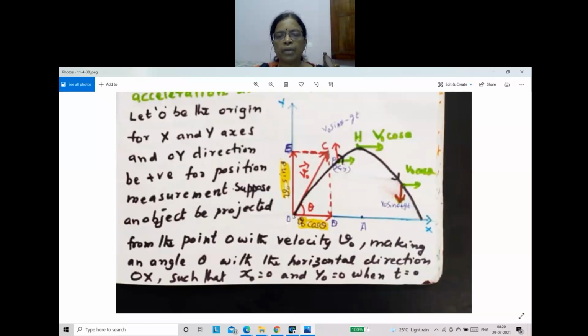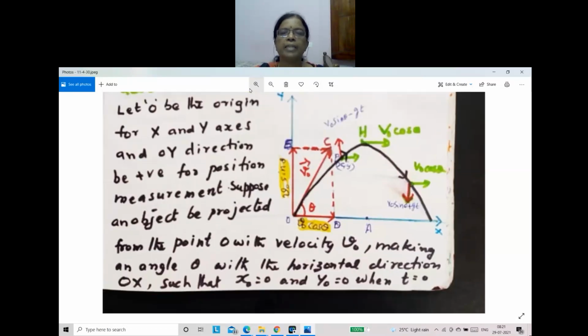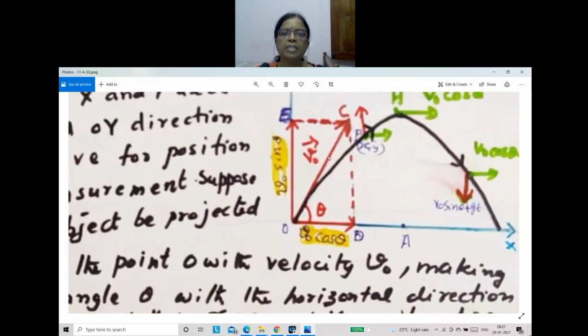Here you see it starts from O. O is the origin. How will you represent it? x coordinate 0, y coordinate 0. The origin is represented by (0, 0). And from the origin, the body is thrown with an initial velocity v0. See how to represent initial velocity? By drawing a tangent. At this point, at the initial stage, a tangent is drawn, the red line. That represents the initial velocity.